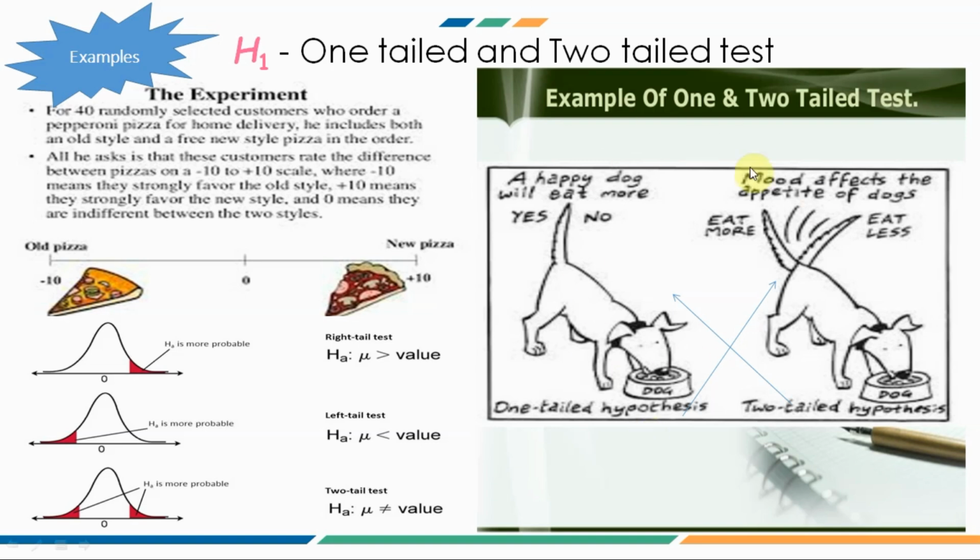When it comes to the next example, will the dog eat more, very happily? Yes or no? This is based on yes or no type. Whenever it is yes or no type, you just follow the two tail hypothesis. But here see, the dog may eat more or eat less, depending on the mood. So here you have to use only one tail, eat more. Maybe mu is greater or mu is lesser. So you have to follow only the one tail test.